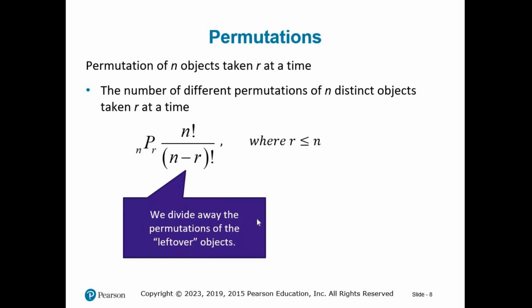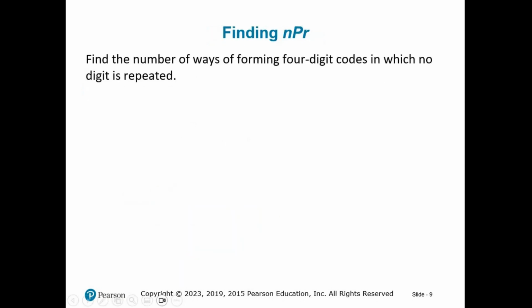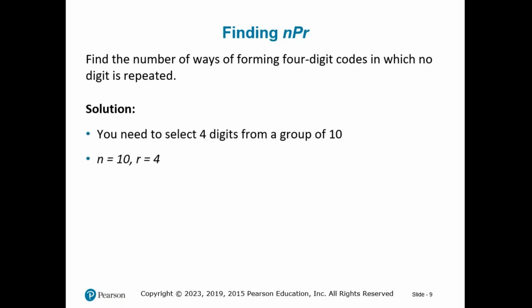Okay, let's do an example. That'll help you understand a little bit better. Find the number of ways of forming 4-digit codes in which no digit is repeated. We've had similar situations before when we were taking items out of a group we already knew the number of and not replacing them. Now we're counting how many combinations are possible, so we're looking for a much bigger number. Okay, back to the problem.